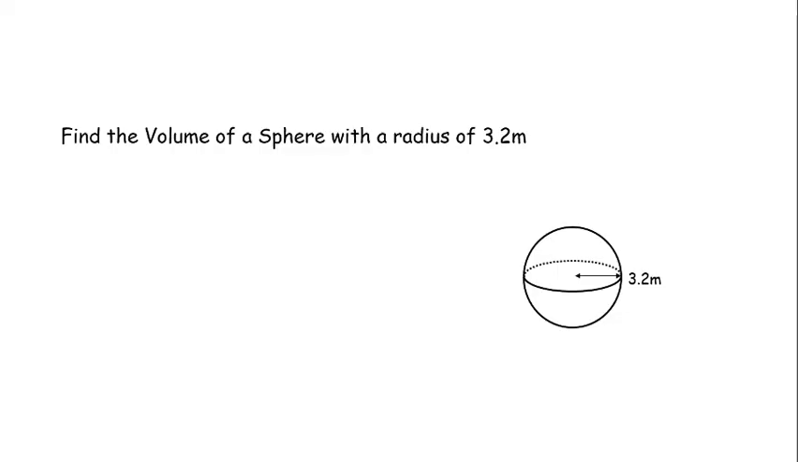So let's look at our first example. To find the volume of the sphere with a radius of 3.2 meters. So let's take the formula. So the formula is 4/3 pi r cubed, and I'm going to substitute in the radius. So I'm going to replace r with 3.2. So I'm going to sub in my value of r.